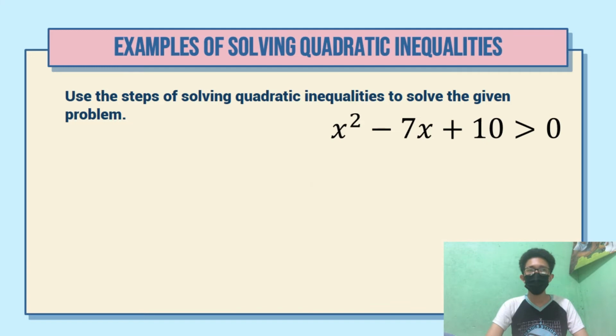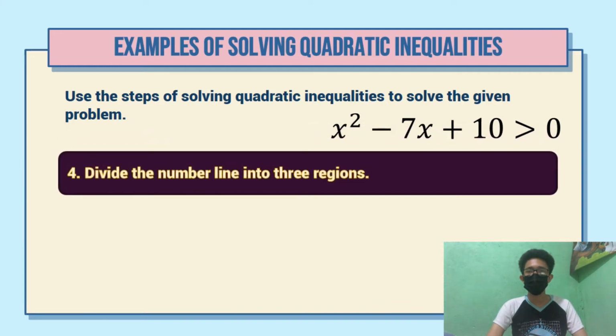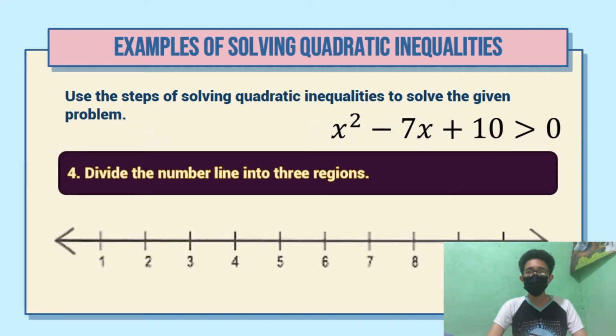Step 4, divide the number line into 3 regions. Remember, 3 regions is the maximum number of regions in the number line as we divide it using the meaningful numbers. The minimum number is 2. Why 2? Because there are some quadratic expressions whose roots are 1 real equal root, so maybe it is a perfect square trinomial. In that case, there are only two divisions, region 1 and region 2.